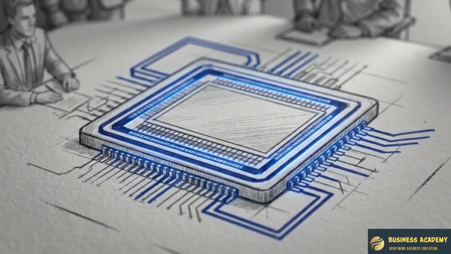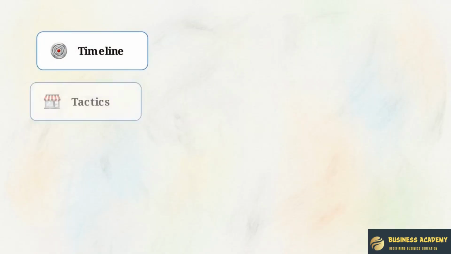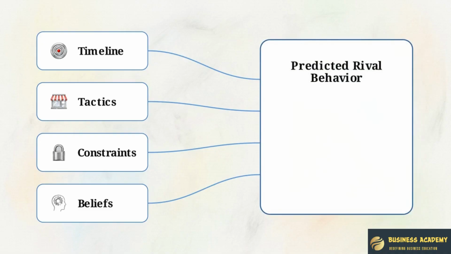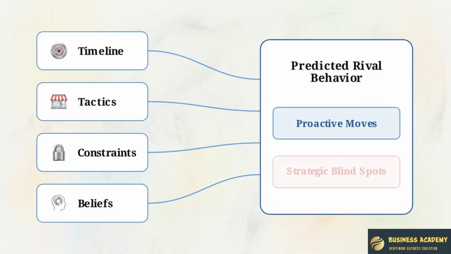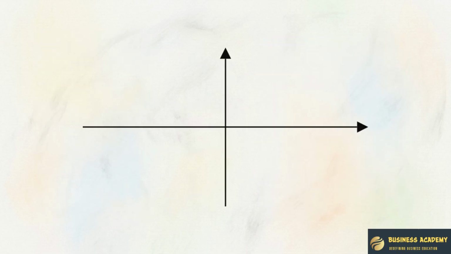overtake them. Interlocking a rival's timeline, tactics, constraints, and internal beliefs provides the evidence necessary to explicitly predict their likely proactive moves and their strategic blind spots. This matrix plots the relationship between 2 firms.